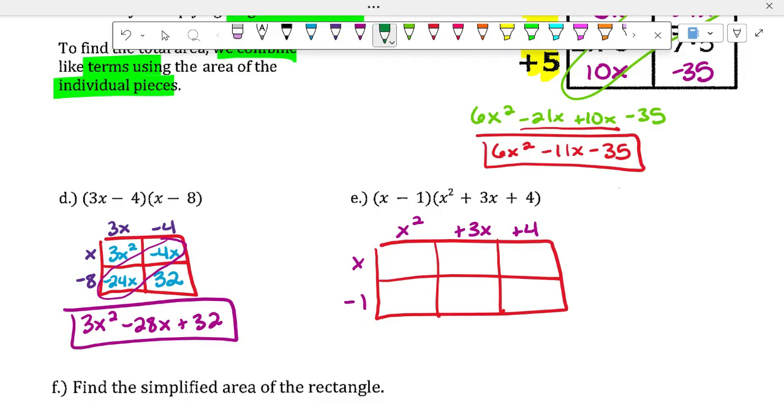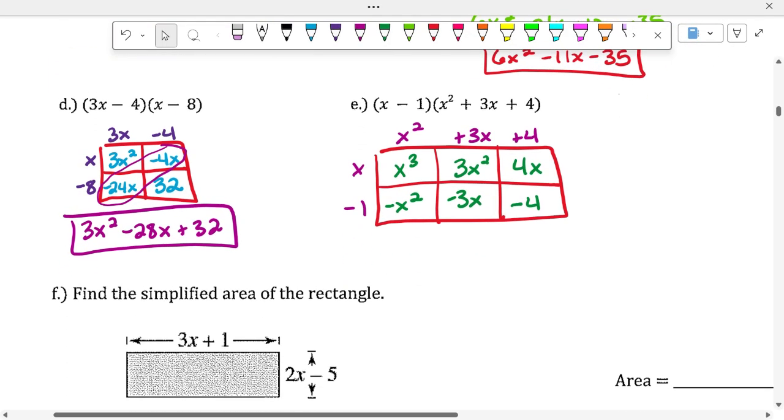So what's x times x squared? X cubed. 3x times x? 3x squared. 4 times x? 4x. Negative 1 times x squared? Negative x squared. 3x times negative 1? Negative 3x. Negative 1 times 4? Negative 4.